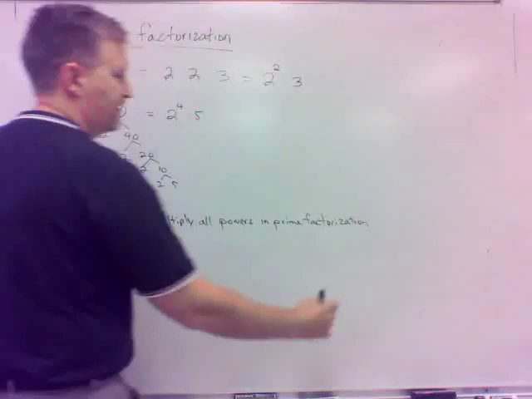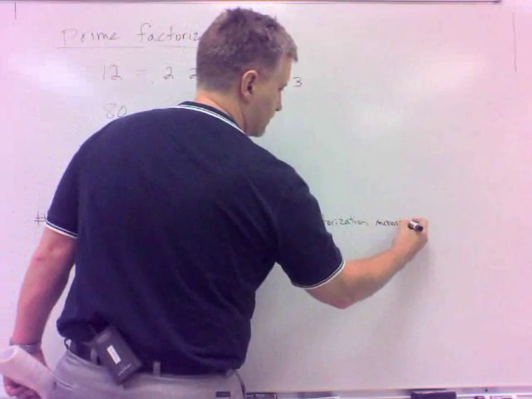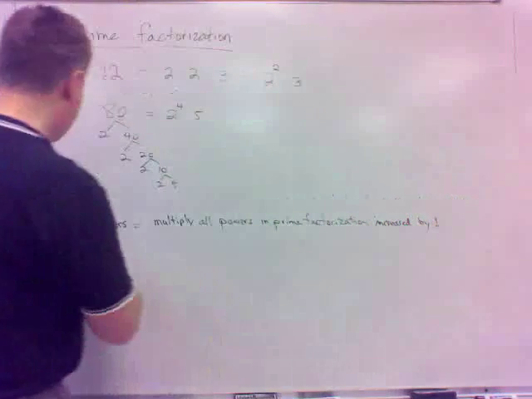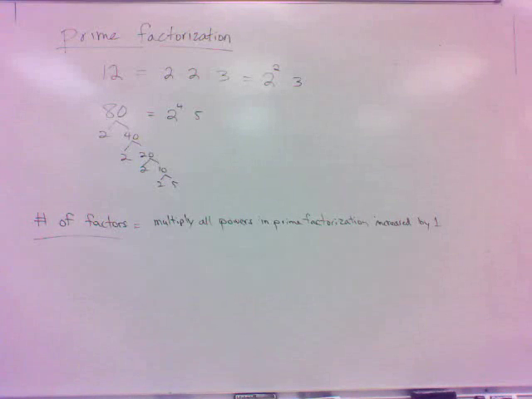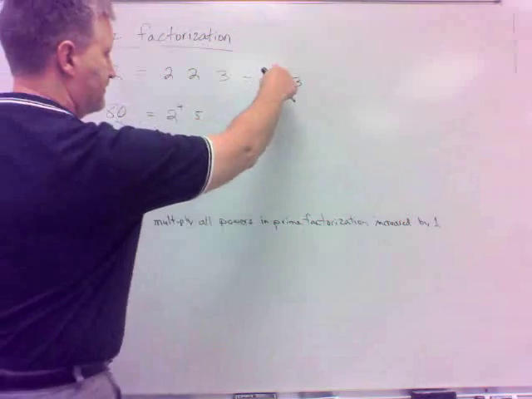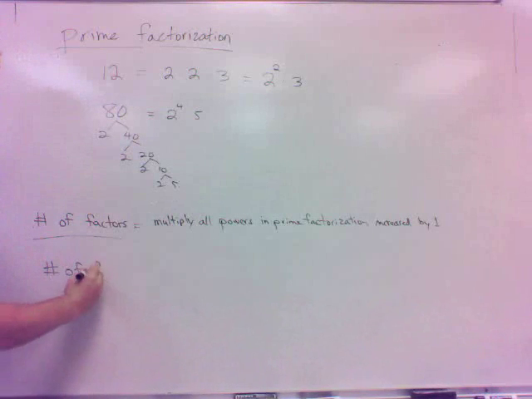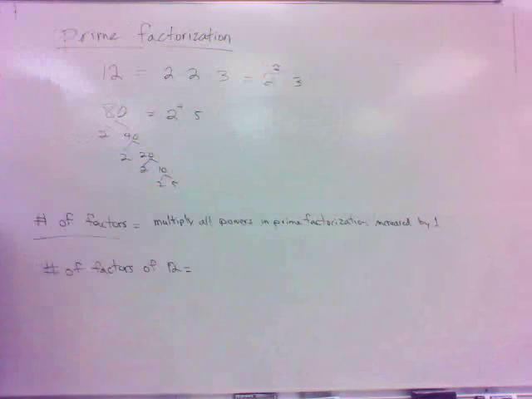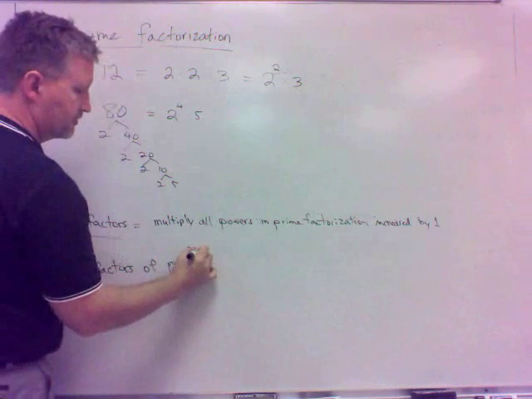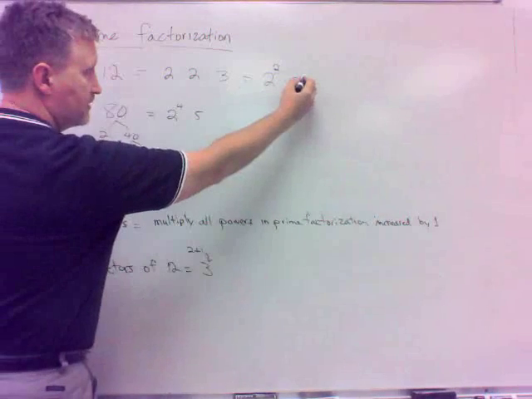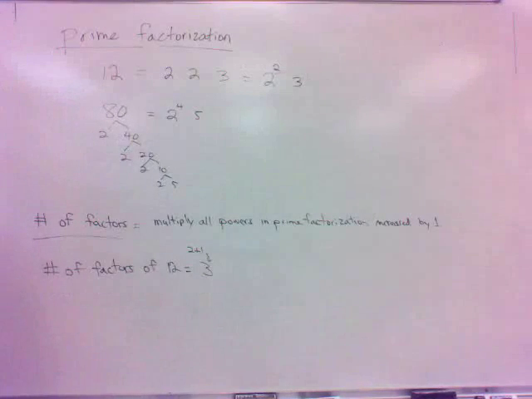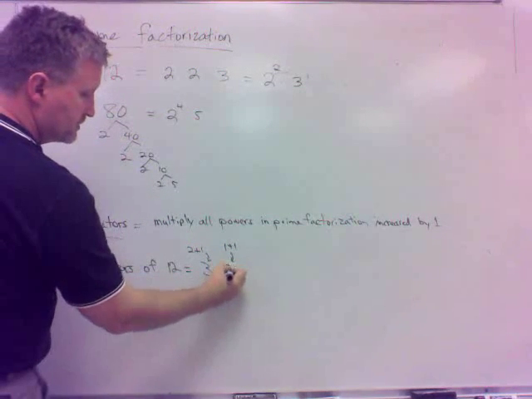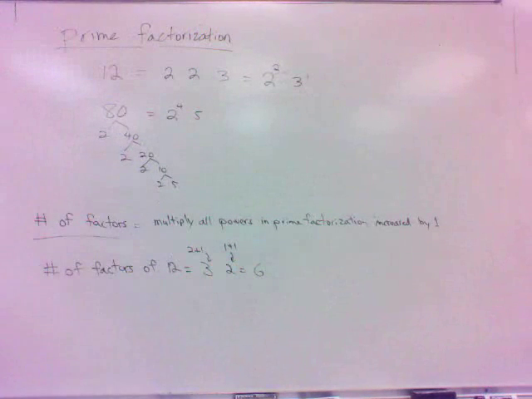Multiply all the powers in your prime factorization increased by 1. And that'll give you the number of factors a number has. For example, for 12, the number of factors of 12 would be: increase that prime power by 1, that's 3. What's the power on the 3 there? First power? So increase that by 1, that's 2. So 3 times 2, so that tells me 12 should have 6 factors.